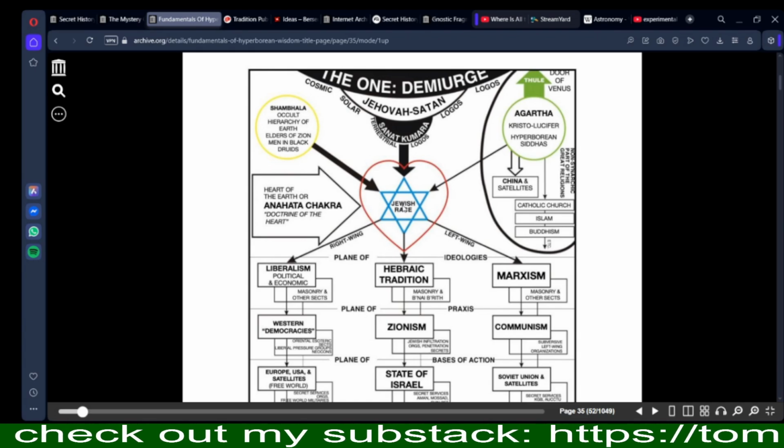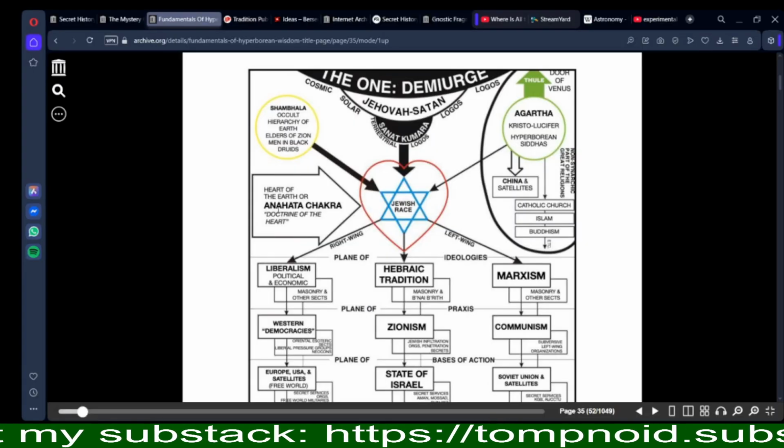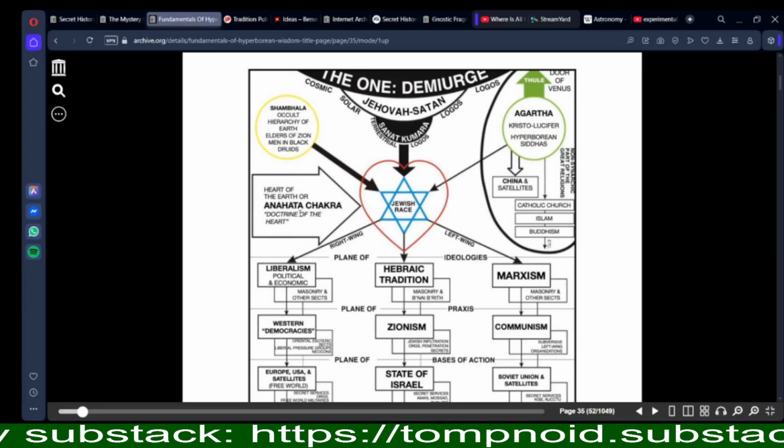So the Jewish race would be the heart. If you look to the left here, he's pointing at what this is, the heart of the earth, or in Buddhism, Anahata Chakra, doctrine of the heart.